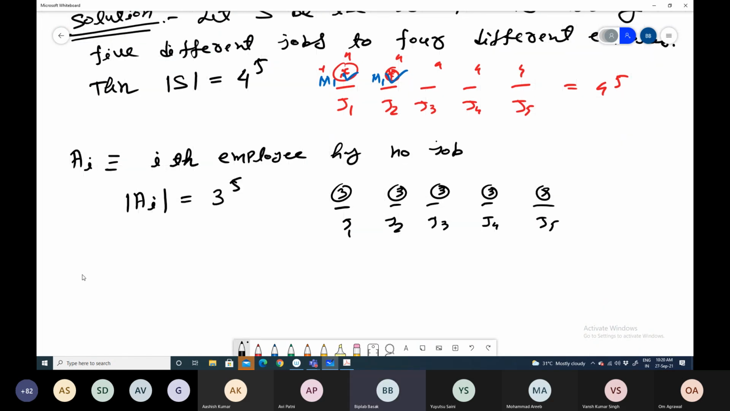Similarly, A_i intersection A_j is 2 to the power 5. And similarly A_i intersection A_j intersection A_k, that is when 3 employees will have no job. So that is when all the 5 jobs will be given to the remaining one. So it has only one option.